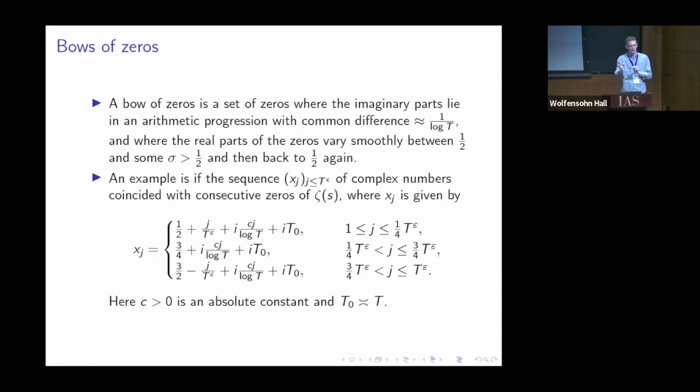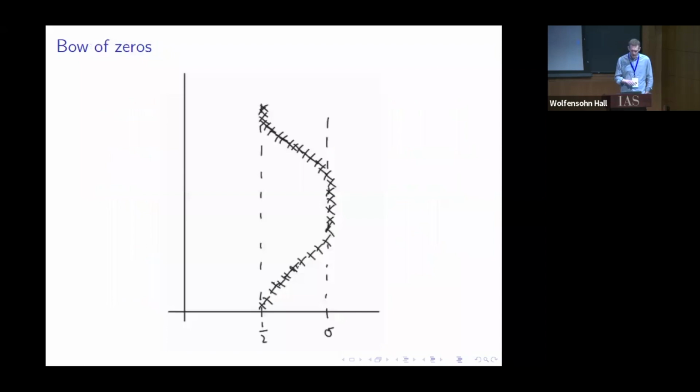Okay, so here I've written these x_j's. Maybe these x_j's are consecutive zeros. And you can see that the real parts are changing like 1/(t) to the epsilon. And the imaginary parts look like something in an arithmetic progression. Okay, so that looks nasty. Here's a picture, which looks maybe also nasty, but this is the basic idea. Start on the half line, go out to some sigma, and then come back. So this looks very weird.